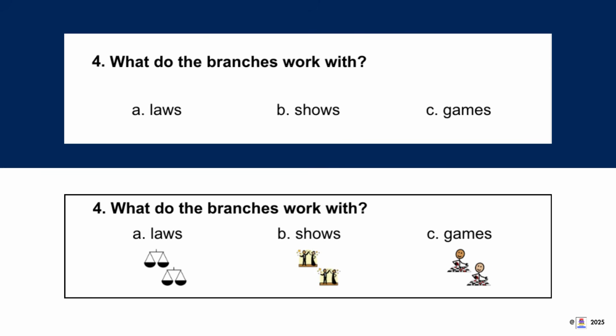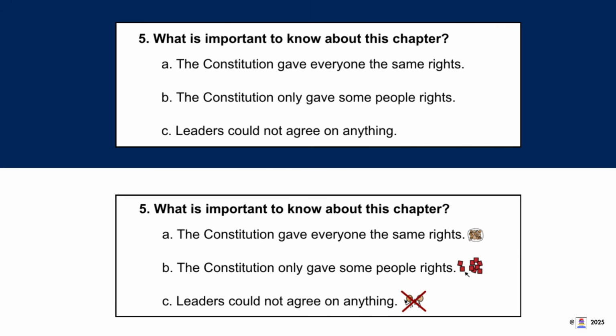Number 4. What do the branches work with? A. Laws, B. Shows, C. Games. The answer is A. Laws. The branches work with laws. Great job, students. Here is the last question. Number 5. What is important to know about this chapter? A. The Constitution gave everyone the same rights. B. The Constitution gave only some people rights. C. Leaders could not agree on anything. The answer is B. The Constitution gave only some people rights.